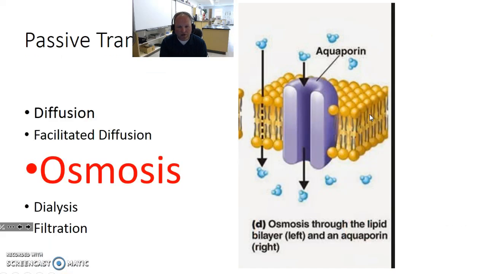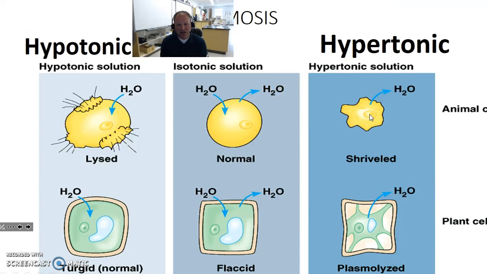So when we talk about osmosis, osmosis is the movement of water through a membrane from high to low. The trick is there's different forms of osmosis. If my cell swells, that's called hypotonic. If my cell shrinks, that's called hypertonic. These are all forms of osmosis because you can't stop it. Remember, this is passive transport.